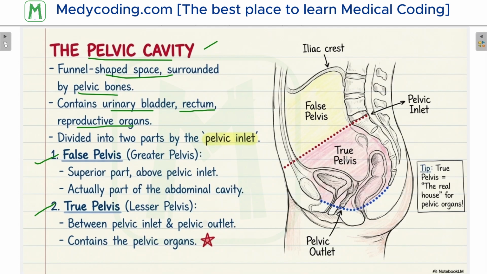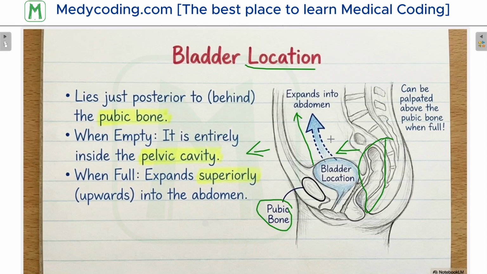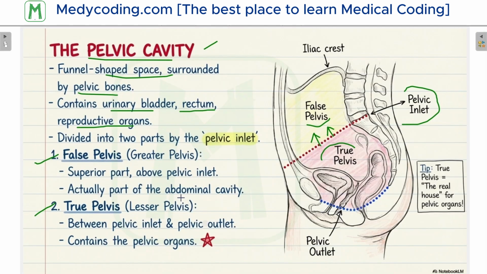The true pelvis and the false pelvis are divided by the pelvic brim. We already saw this in the ureter lecture. You can see here the pelvic inlet. The pelvic inlet is the opening or the entrance to the true pelvis. It is an area or a space that allows structures to pass from the abdominal cavity into the pelvic cavity. So the empty bladder lies in the true pelvic cavity, and as it gets full, it expands into the false pelvic cavity, which is also known as the abdominal cavity.